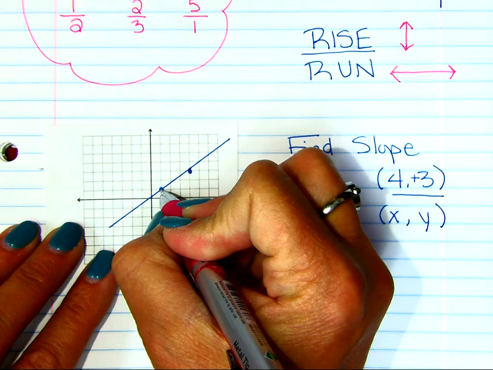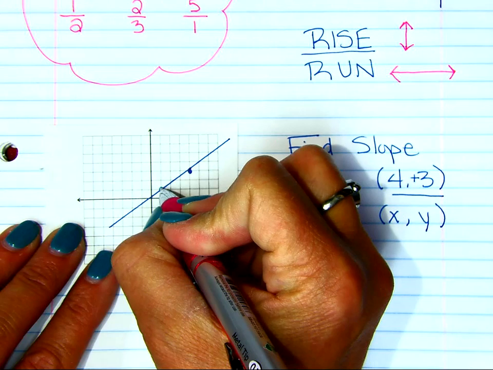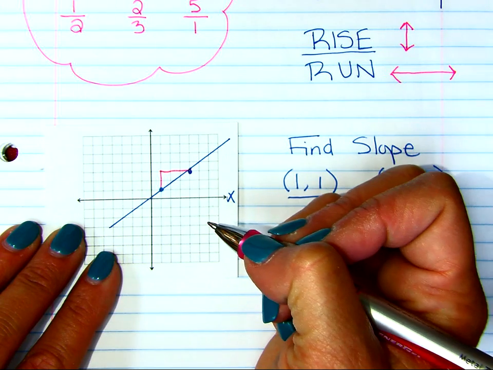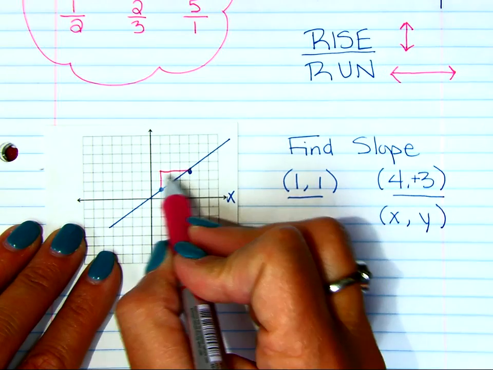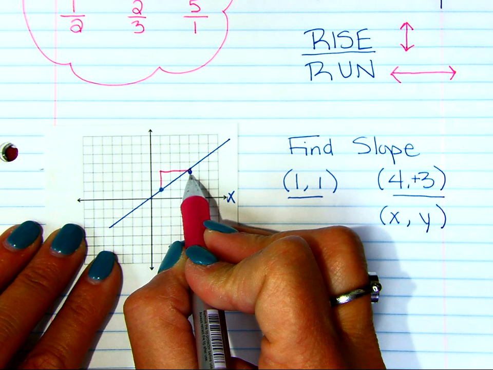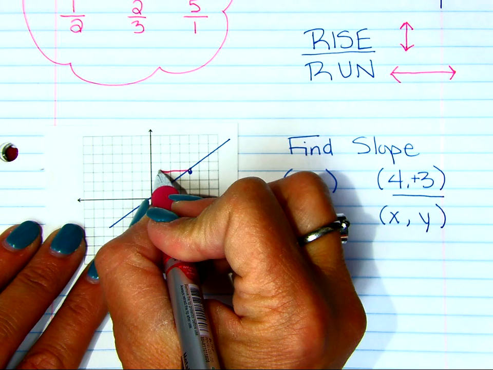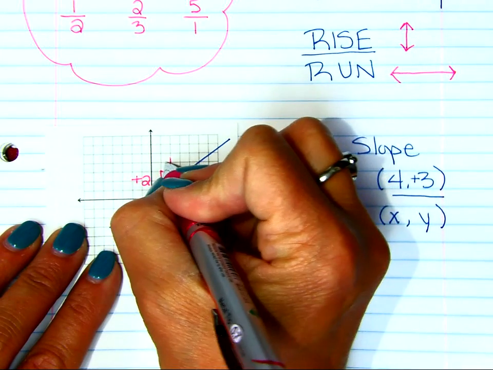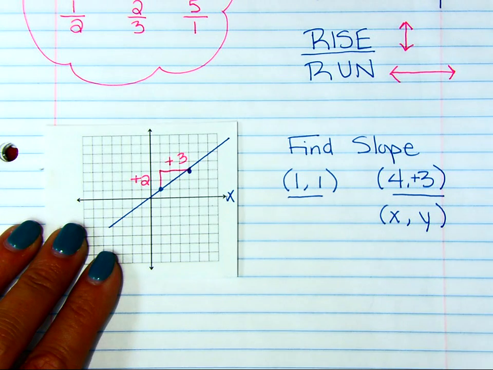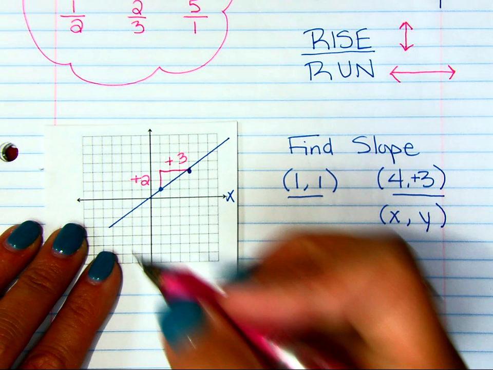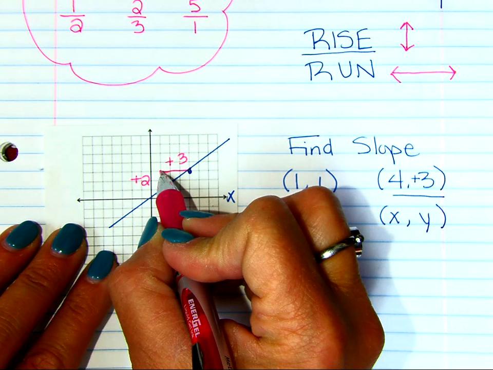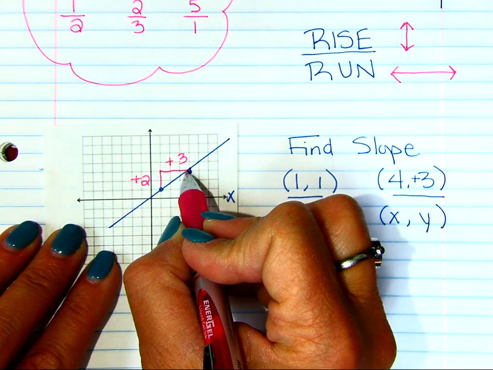Okay, so how many steps up, how many boxes are there to get up, even with the other point? So my rise, I went up 2, so that's a positive 2. And I went to the right, which is positive 3, so that's a positive 3. It's kind of like in a hotel. If you're trying to get to your room and you're at the bottom of the floor, you have to go up the elevator before you can walk to your room. So the slope for this example, my rise is a positive 2 and my run is a positive 3. That's the slope.